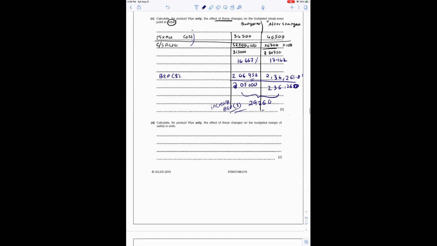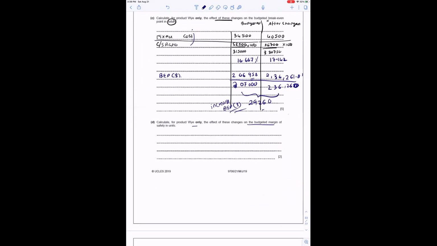Calculate for product Y the effect of these changes on margin of safety in units. Okay, so what is the margin of safety in units? The budgeted.